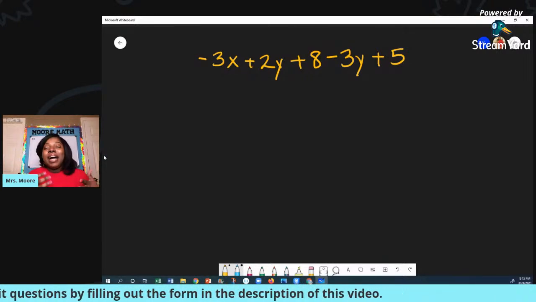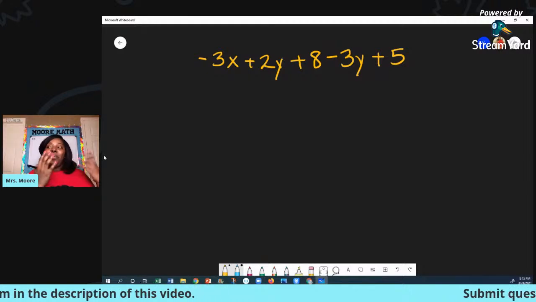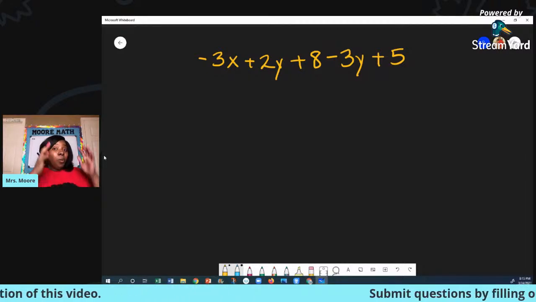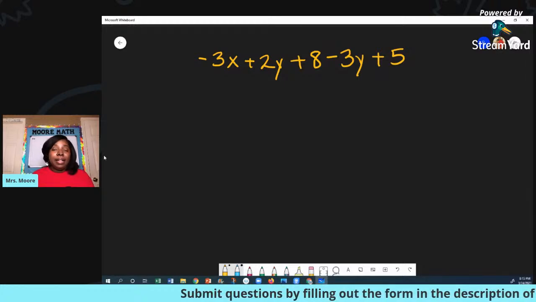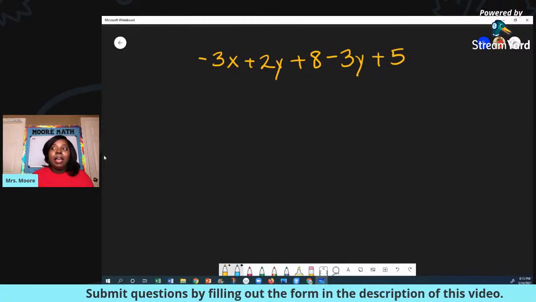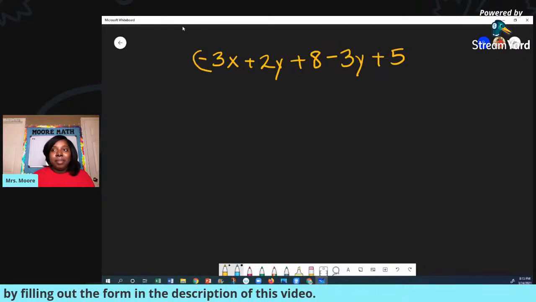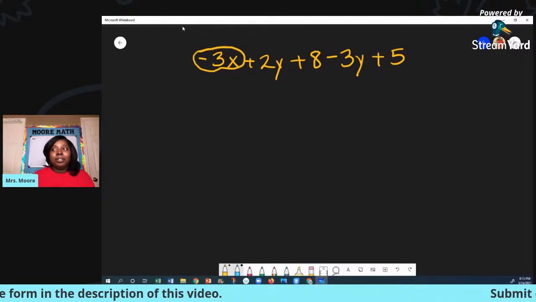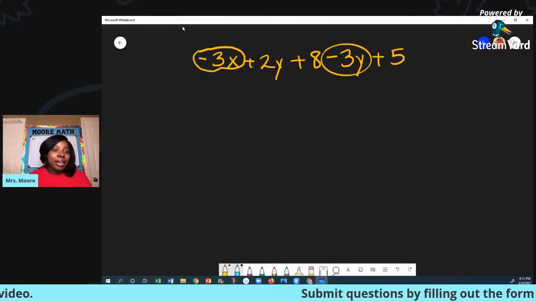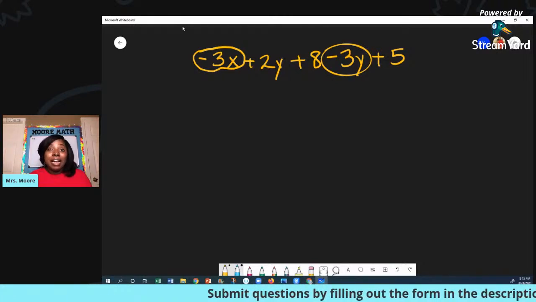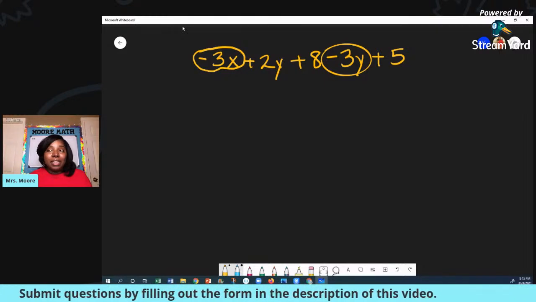Well, now you do, but you have to have that foundation first of understanding what like terms are and what needs to be grouped together so that you can do a problem like this. Okay, so before we even attempt this, what do you see? I see some negatives right here, which makes this a little more complicated because you need to understand your integer rules before we attack a problem like this.